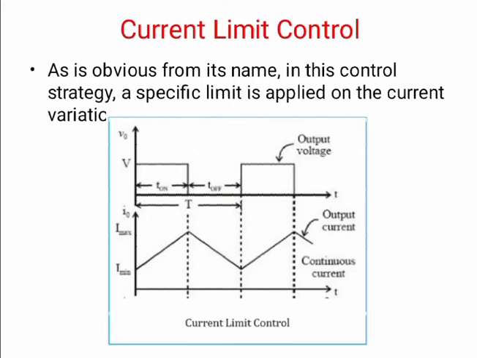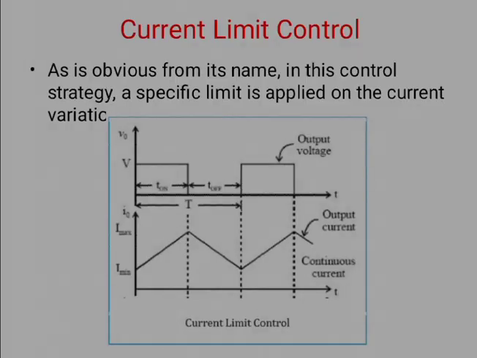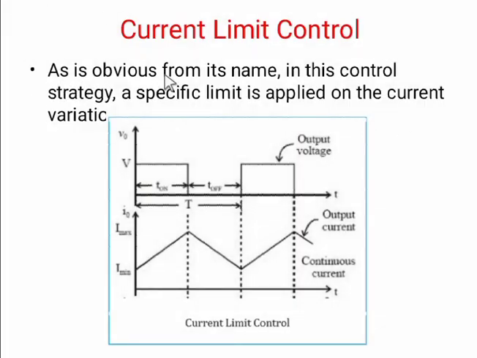Now the last method of controlling the output voltage is current limit control. As is obvious from its name, in this control strategy a specific limit is applied on the current variations. So in current limit control, we have to set two limits of the current: minimum current and maximum current. By changing the average value of the current, we can change the load voltage on the output side.